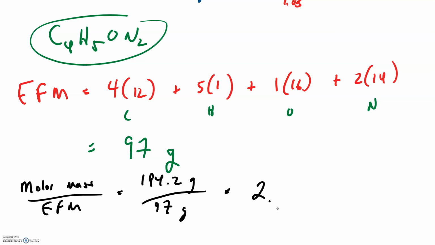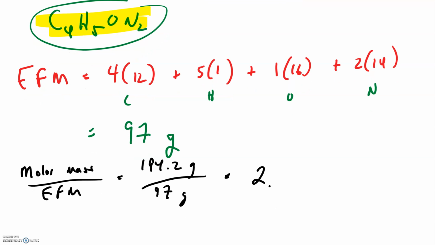That means that the molecular formula is exactly twice the size of the empirical formula. So we're going to take everything that's in this compound and multiply it by 2. And so our empirical formula multiplied by 2 gives us the molecular formula C8H10O2N4. And that's all you do.